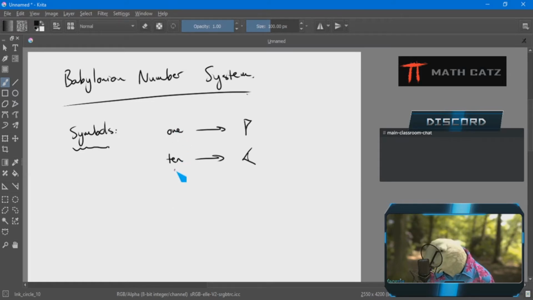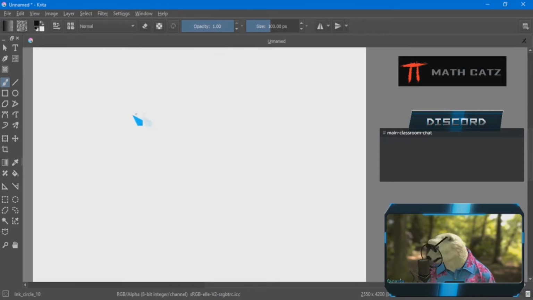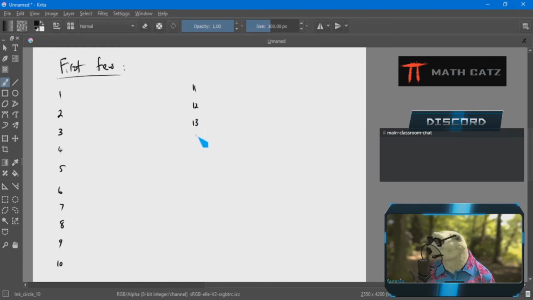So let's write the first few. And then as we do that, we can practice how we want to make these as well. So 1, 2, 3, 4, 5, 6, 7, 8. Of course, our first task is to convert, right? So let's say from decimal.